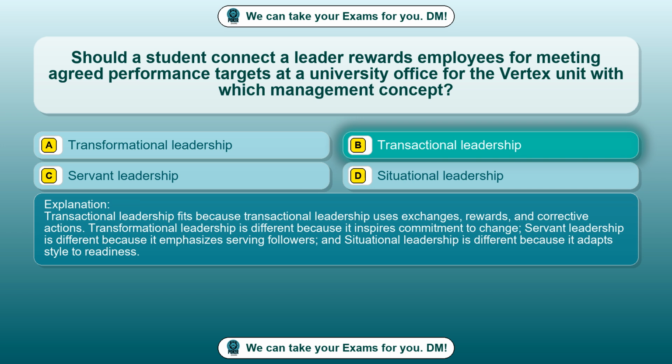Transformational leadership is different because it inspires commitment to change. Servant leadership is different because it emphasizes serving followers, and situational leadership is different because it adapts style to readiness.